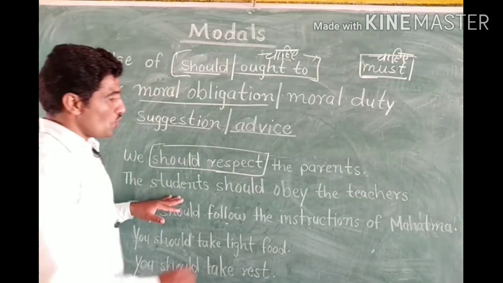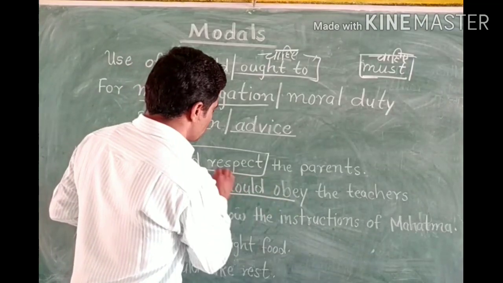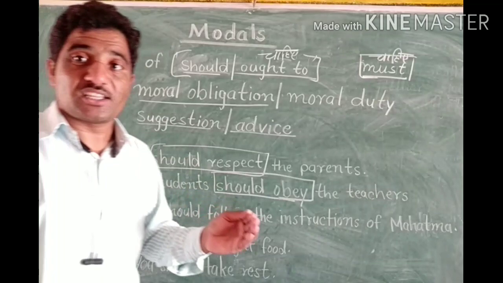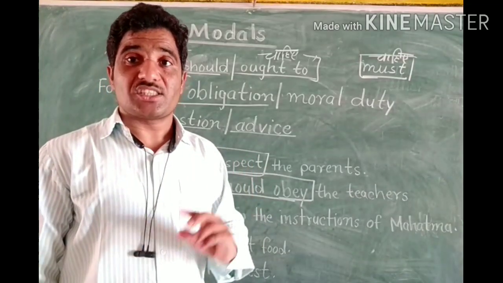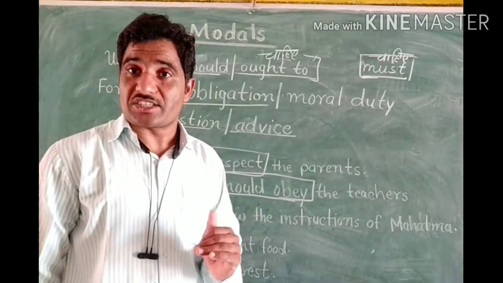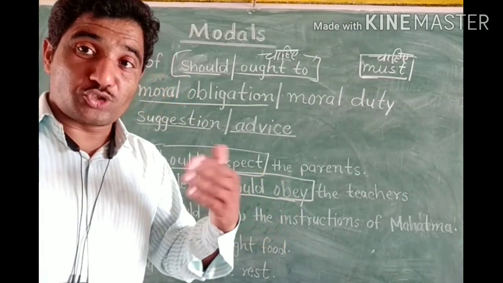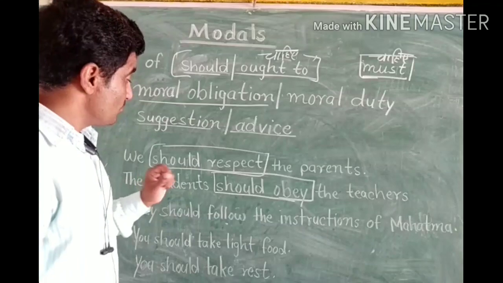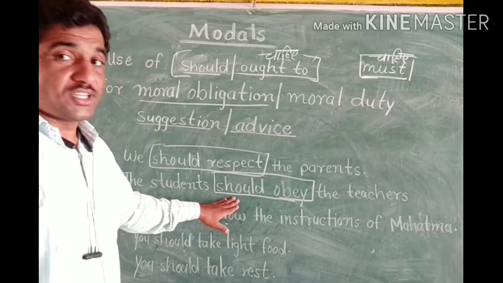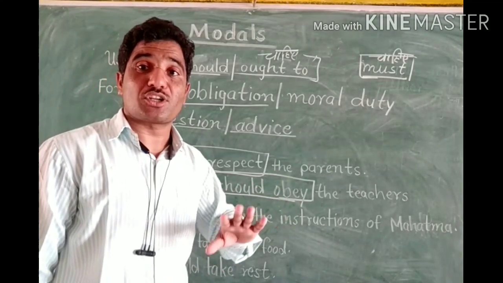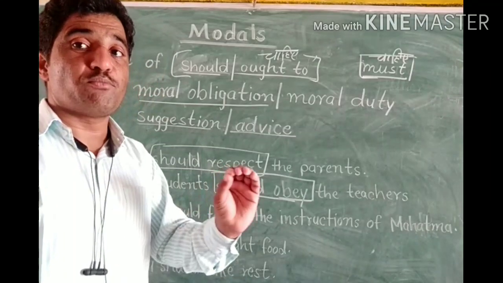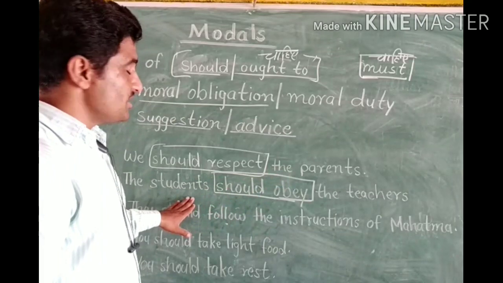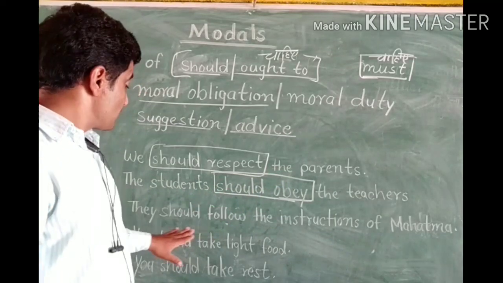The students should obey the teachers. Should obey means that it is up to the students whether they obey the teacher or not. Because should is not an order. Should is not the legal duty. Should is the moral duty. Students should obey the teachers. It is a moral duty.